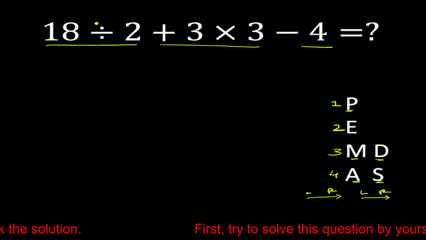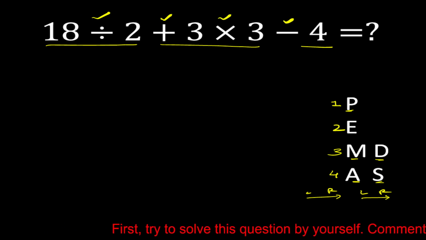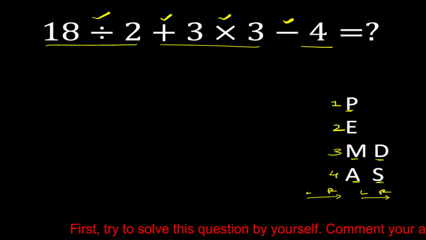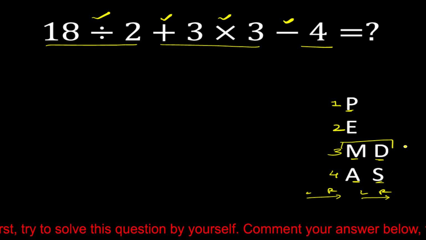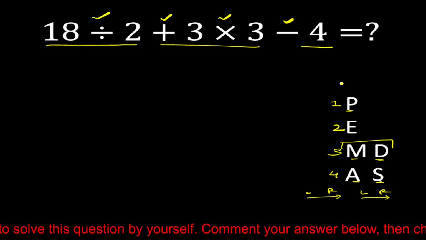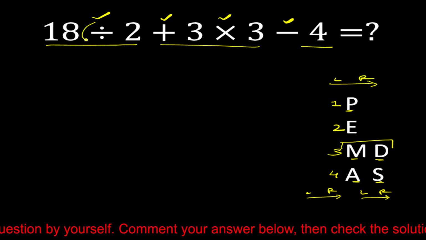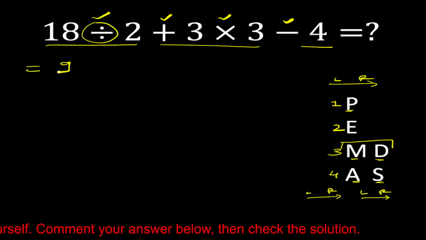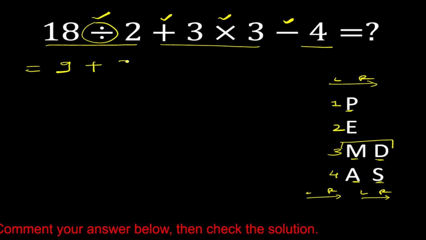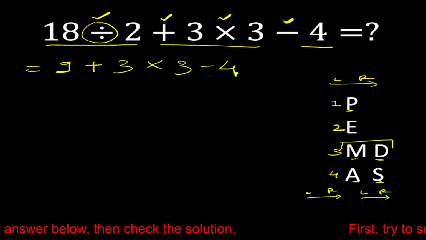In this question, we have one division, one addition, one multiplication, and one subtraction. According to the PEMDAS rule, first we have to solve multiplication and division. Both have equal priority, so we solve from left to right. First we have to solve this division. So 18 divided by 2 is equal to 9, plus 3 multiply 3 minus 4.